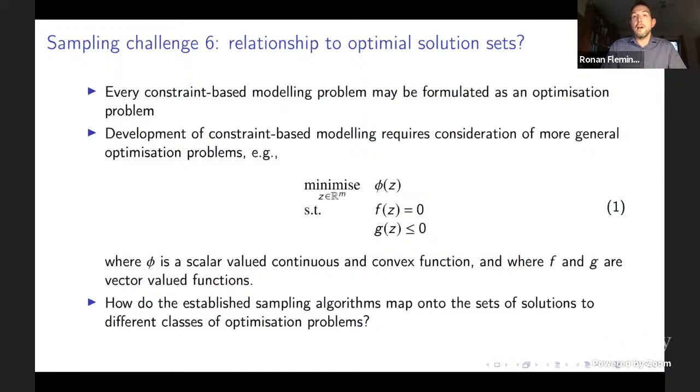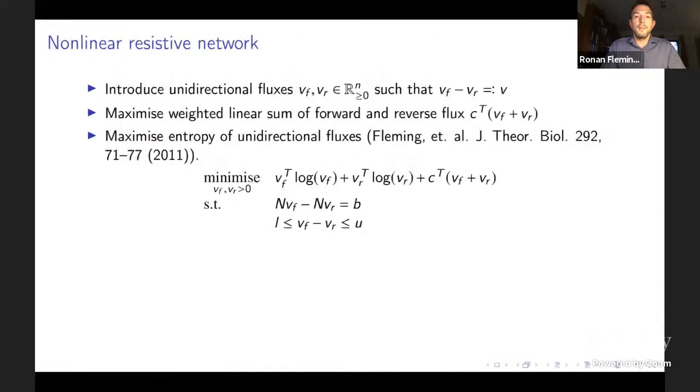And so the challenge I would put forward to the audience now is, how do the established sampling algorithms map onto the sets of solutions to different classes of optimization problems? Are there algorithms out there we can already be using? And if not, why could some of those not be developed? Because they would be very useful.